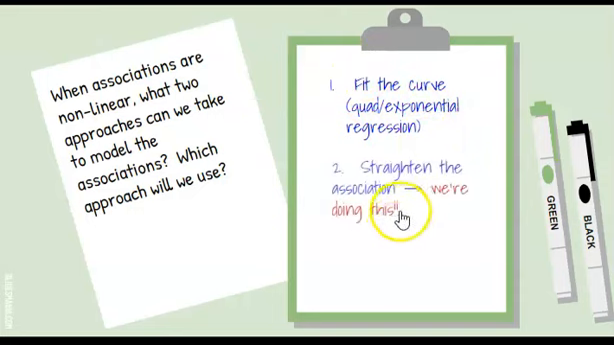The other option is to straighten the association. I'm going to show you two ways we can straighten the association and then make it linear, basically. So this is the direction we're going to go in this section.